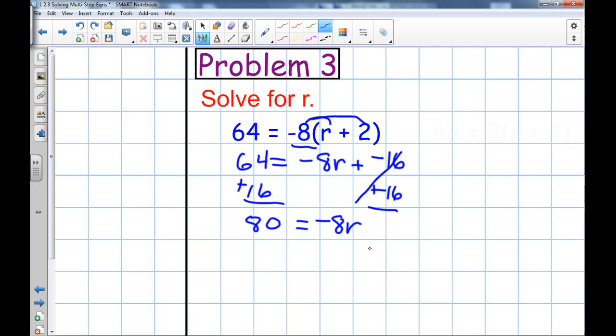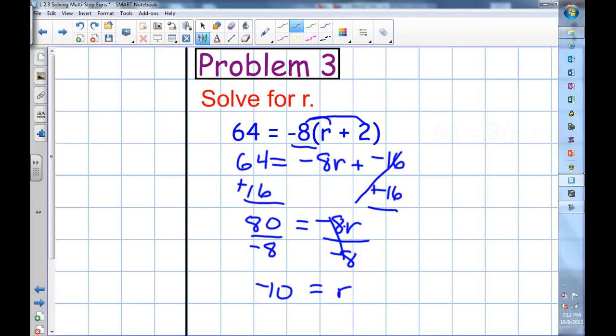And now I look for multiplication or division. Negative 8 is being multiplied by r, so I do the opposite of multiplying, which is dividing. And I'm going to divide by negative 8. Negative 8's cancel. 80 divided by negative 8 is negative 10.